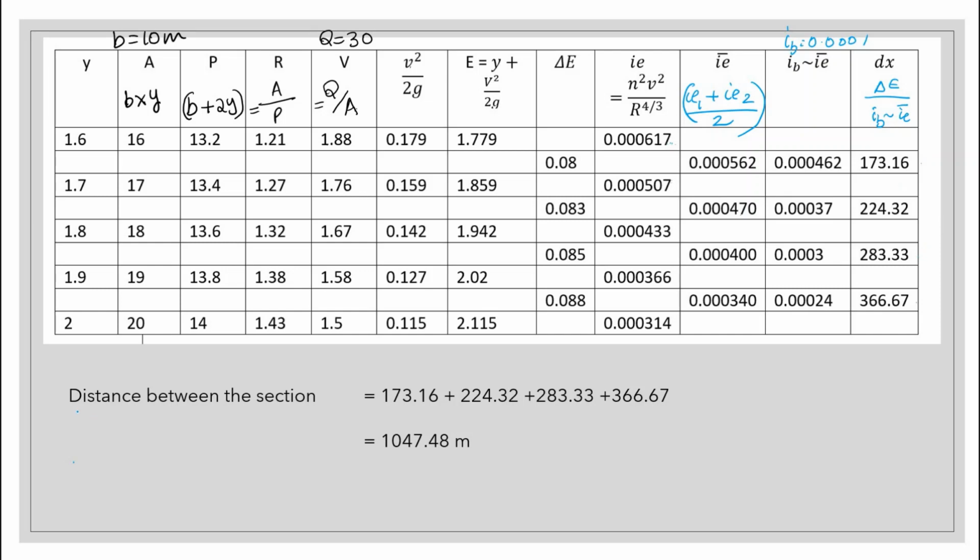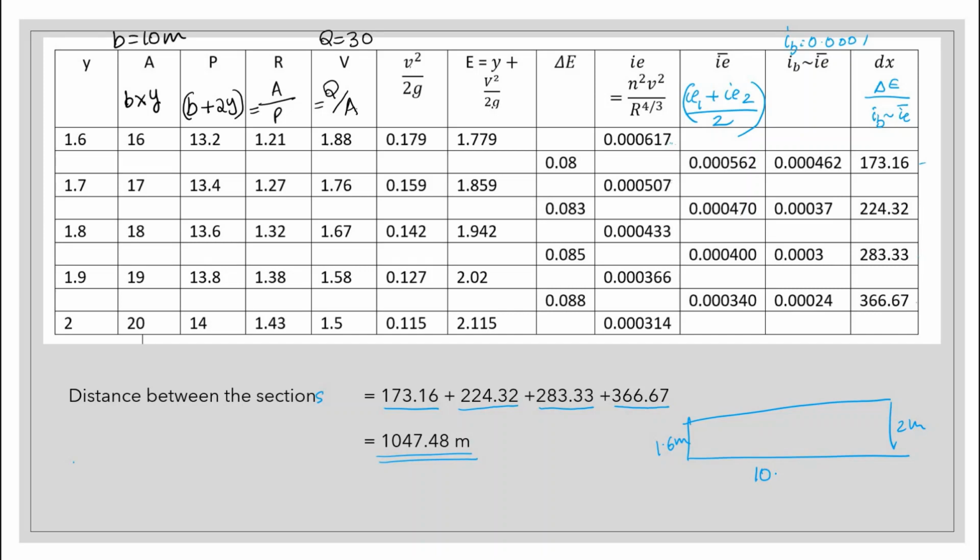Now finally we will add all the lengths of the sections to obtain the distance between the depths. So we are adding 173.16, 224.32, 283.33 and 366.67. Finally we get the length between the two depths, 1.6 meter and 2 meters. So 1047.48 meter is the length of the water profile between the depth 1.6 meter and 2 meter.